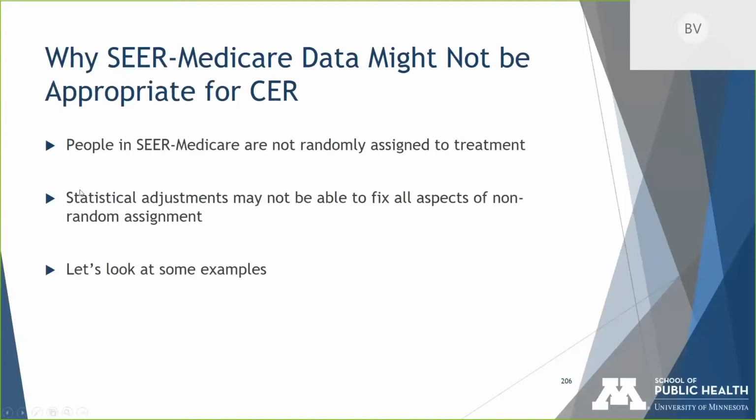But with all that being said, we do have the problem that people in SEER Medicare are not randomly assigned to treatment, and in fact, we don't know why someone doesn't receive treatment. So we can't necessarily say that every difference that we see is a treatment difference. There are a lot of unobserved things, or even observed differences, that we may not be able to account for. Statistical adjustments are probably not going to fix all these aspects of non-random assignment.